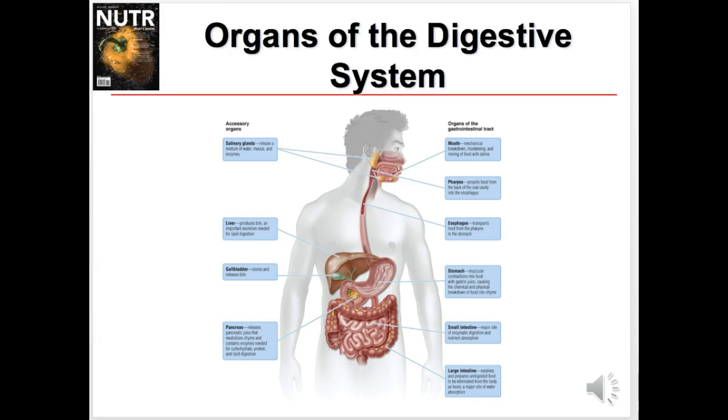Let's look at the organs of the digestive system. You have the salivary glands, the liver, gallbladder, pancreas, mouth, pharynx, esophagus, stomach, small intestine, and large intestine. All these have to work together in order to digest our food.